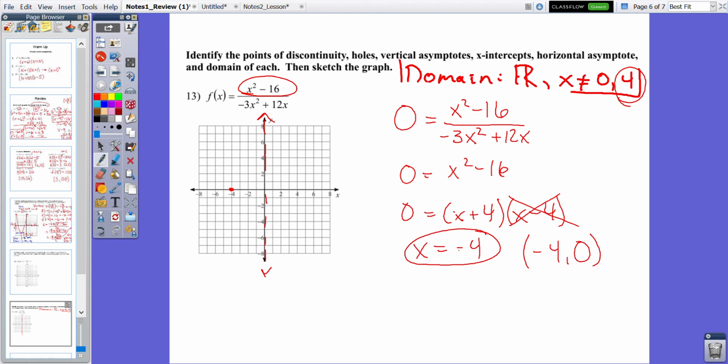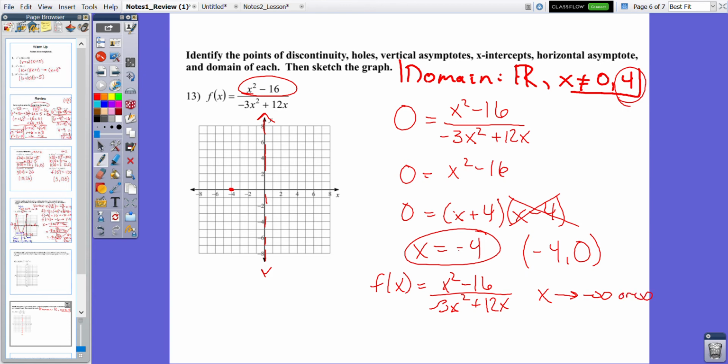Now, the last thing we have to answer is: what is our horizontal asymptote? Do we have a horizontal asymptote? If we go back to our original function, f of x equals x squared minus 16 divided by negative 3x squared plus 12x, what we see is that when we think about horizontal asymptotes, or any rational function really, we want to think about what the function looks like when we have really big numbers. So basically, as x approaches negative infinity or positive infinity.